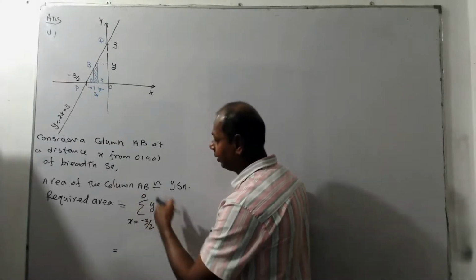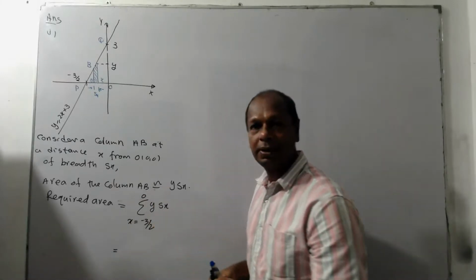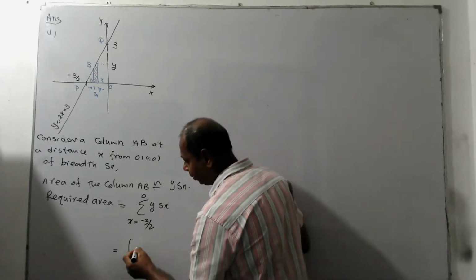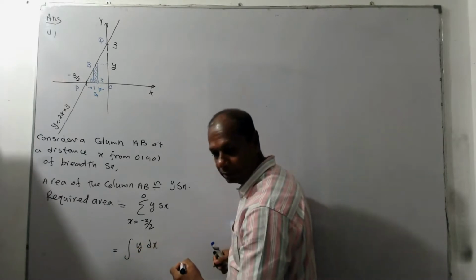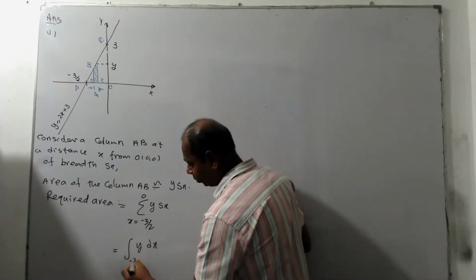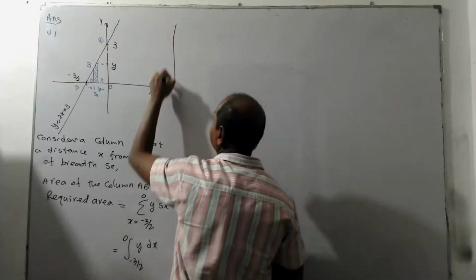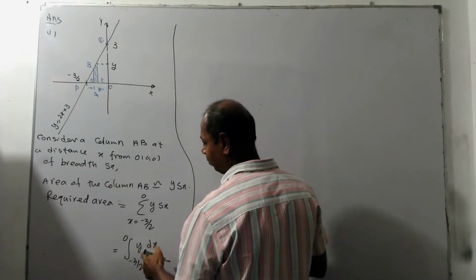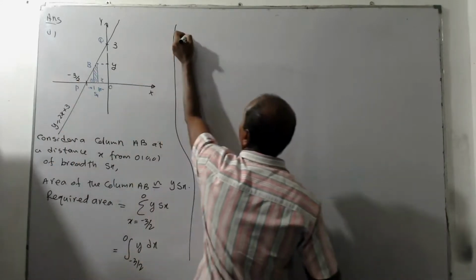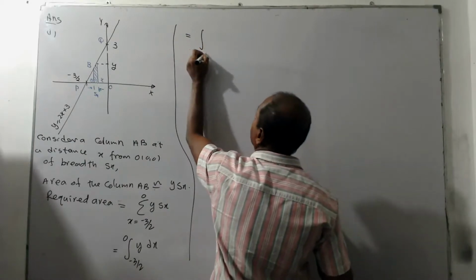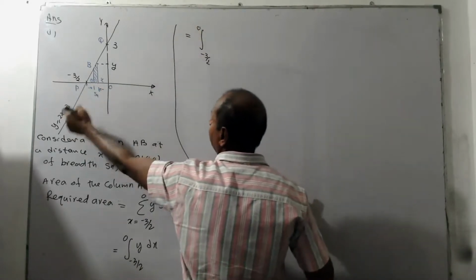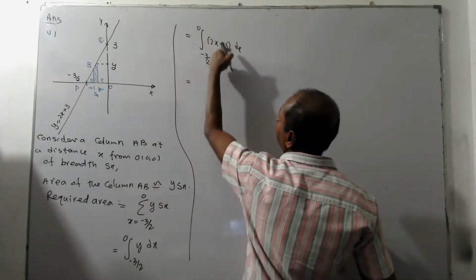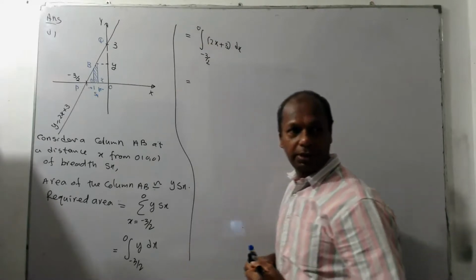And in our method we said this is given by the definite integral. The definite integral of y dx is what we write without explaining, right? From minus 3 over 2 to 0. Then you integrate y with respect to x. Replace y by 2x plus 3. Then find the definite integral value.